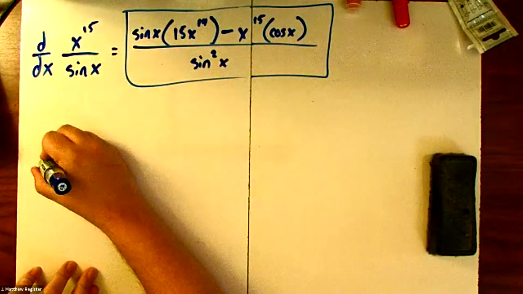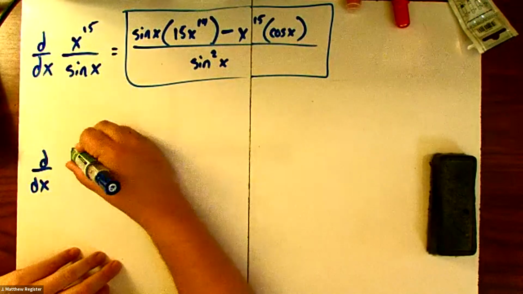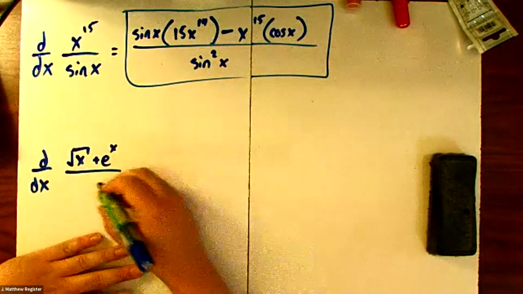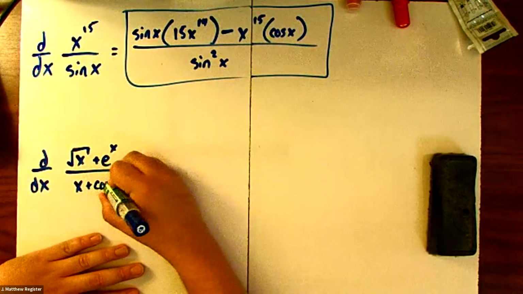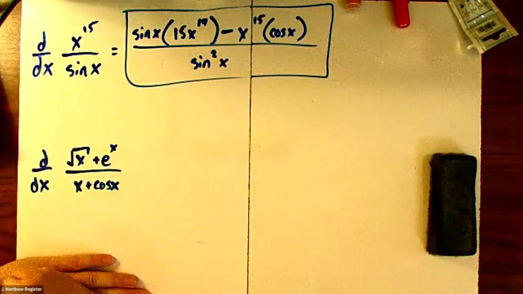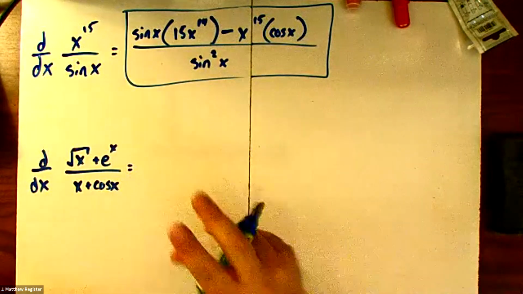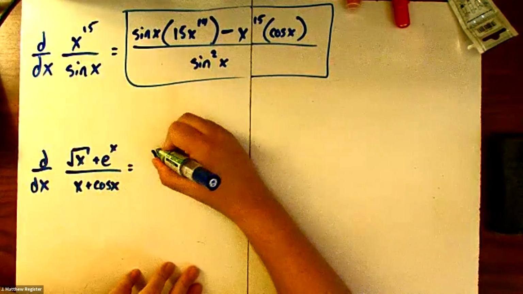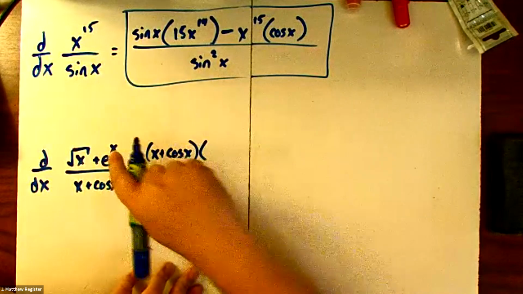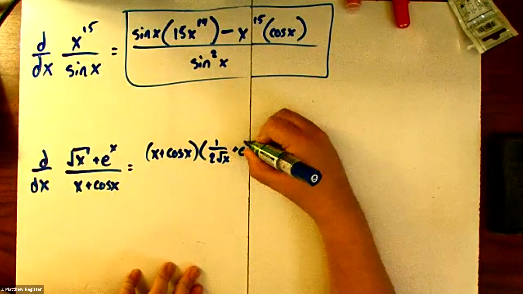How about d dx of square root of x plus e to the x over x plus cosine of x. This should be just gross because we have a sum in the numerator and a sum in the denominator. But it's just going to be applying the same formulas. And so it is ho d high, which is x plus cosine of x, times the derivative of the top would be 1 over 2 root x plus e to the x.